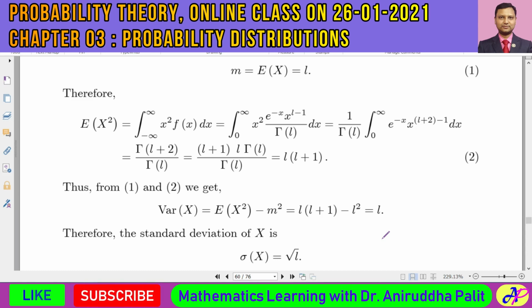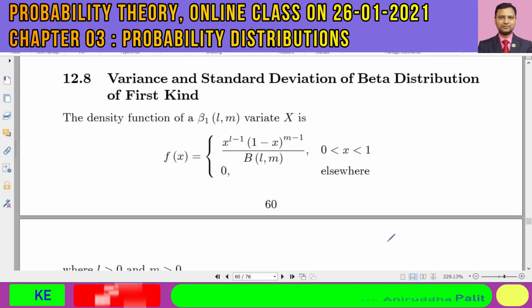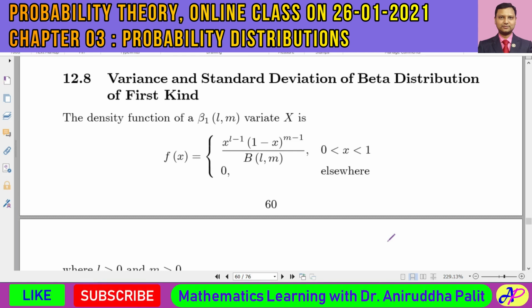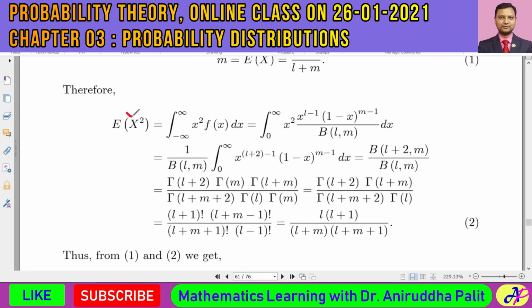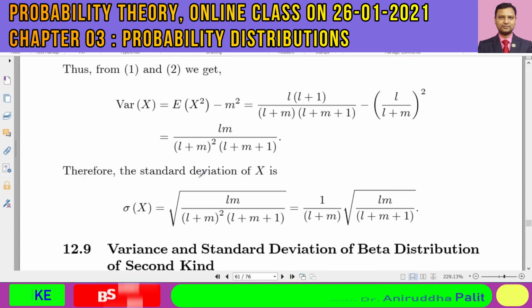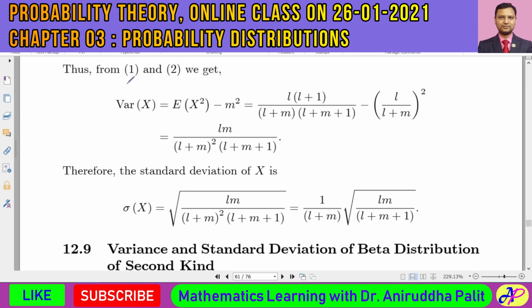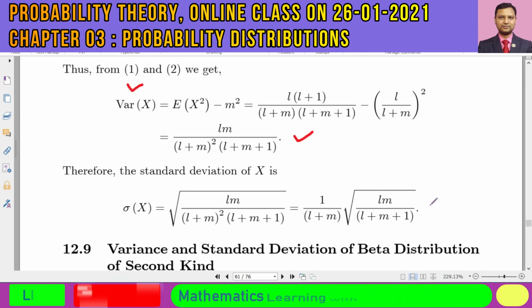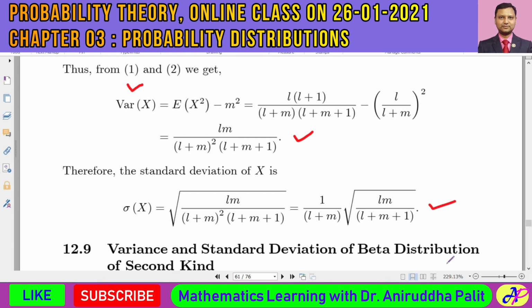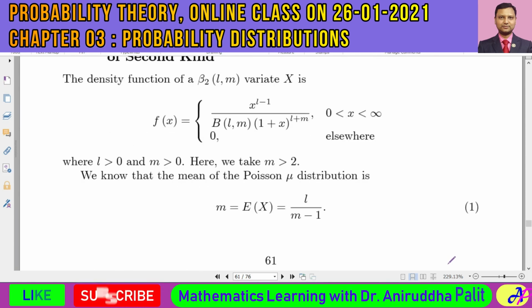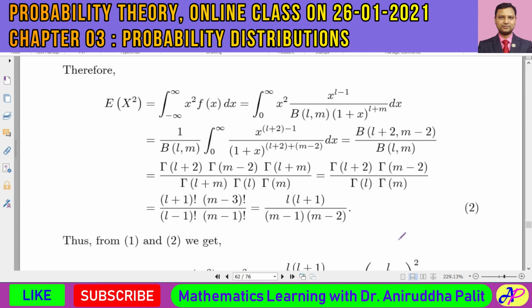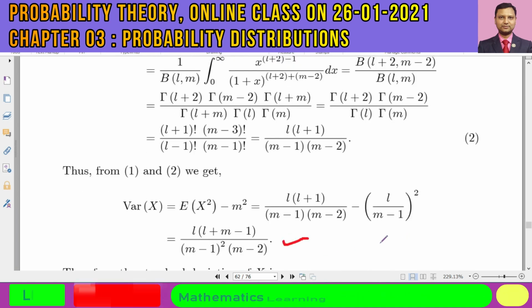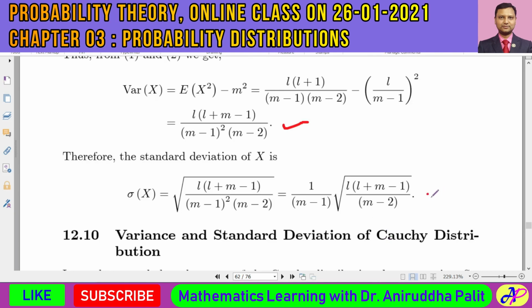So these are a few standard results, and I am keeping this deduction for beta 1 distribution and beta 2 distribution as a homework. You can go through this computation. We are computing expectation of x square, and afterwards we are simply computing the variance of x by this kind of formula, and then from that result we can compute the standard deviation of x. And similarly, in case of beta 2 distribution as well, we can compute the variance of x in this way, and we can compute the standard deviation.